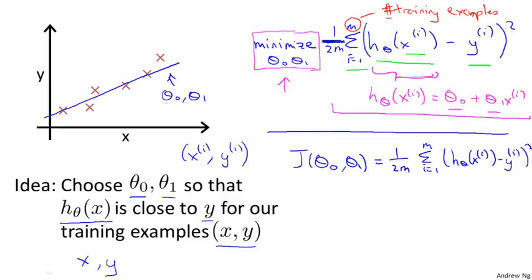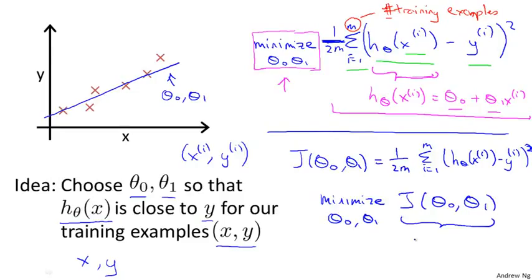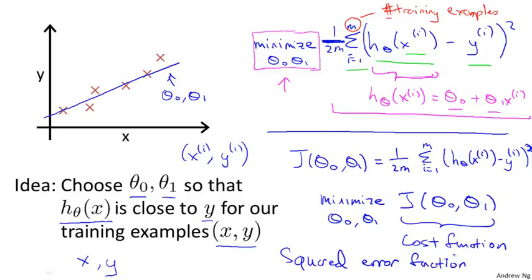And what I want to do is minimize over theta 0 and theta 1 my function J of theta 0, comma, theta 1, where I just write this out. This is my cost function. So this cost function is also called the squared error function, or sometimes called the squared error cost function.